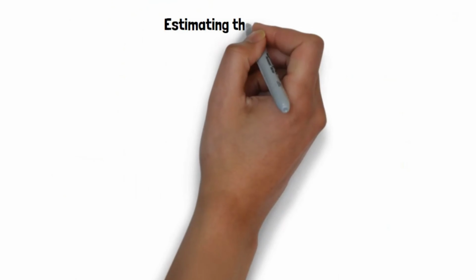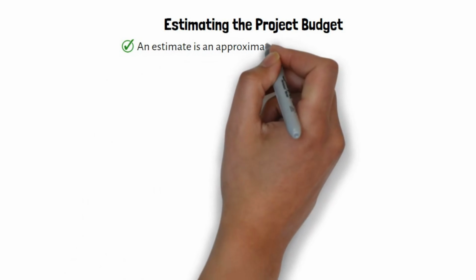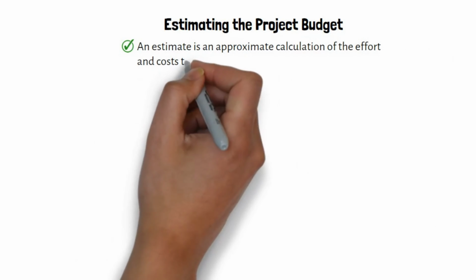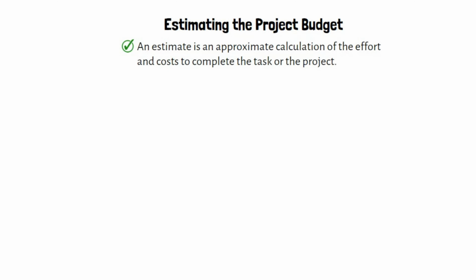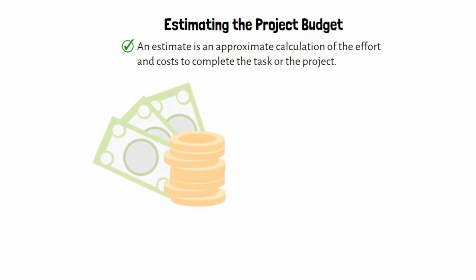Estimating the project budget. In project management, an estimate is an approximate calculation of the effort and costs to complete the task or the project. From this aspect, an estimate provides a guide of how much it will cost to deliver something. Therefore, it should be made before starting a project.